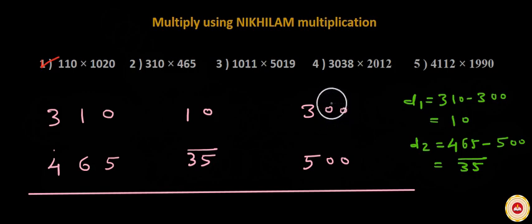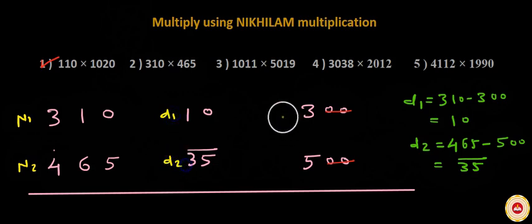D1 is 10, D2 is negative 35. Now count the number of zeros. There are 2 zeros in 300 and 2 zeros in 500. How many zeros are in common? 2 zeros each, so let us cancel the common number of zeros. Cancel 2 zeros, cancel 2 zeros. See, this is N1, this is N2, this is D1, D2, this is B1 and this is B2. In B1 and B2 there were 2 common zeros and we cancelled them. The number of cancelled zeros is 2.